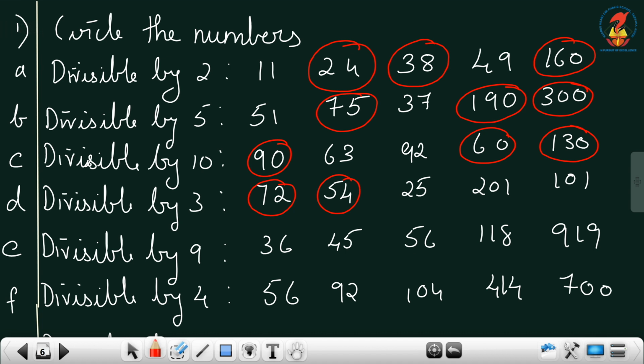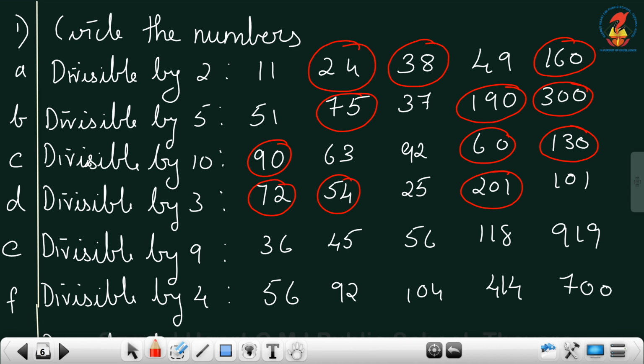No. Next, 2 plus 1. It's 201. You don't need to add 0 there. So 2 plus 1 you get 3. 3 is there in 3's table, right? So I can say 201 is divisible by 3. Next one, 1 plus 1 you get 2. It's not there in 3's table, so it is not divisible.